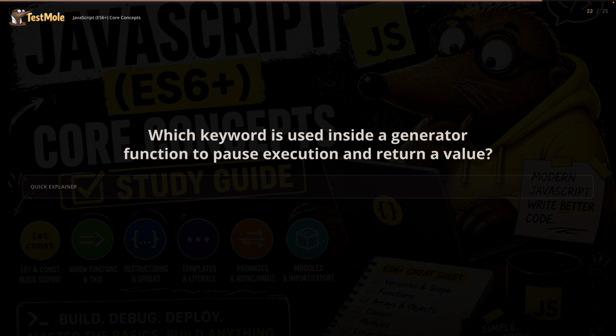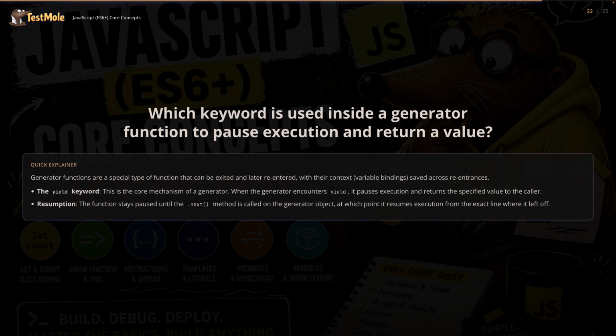Which keyword is used inside a generator function to pause execution and return a value? Generator functions are a special type of function that can be exited and later re-entered, with their context, variable bindings, saved across reentrances. The yield keyword is the core mechanism of a generator. When the generator encounters yield, it pauses execution and returns the specified value to the caller. Resumption: the function stays paused until the .next method is called on the generator object, at which point it resumes execution from the exact line where it left off.